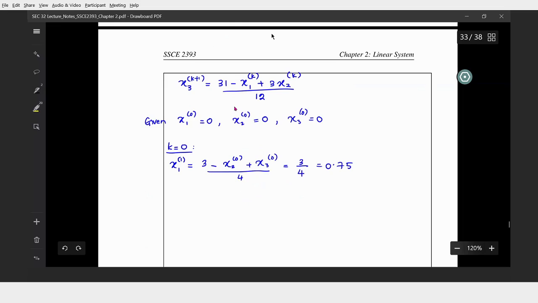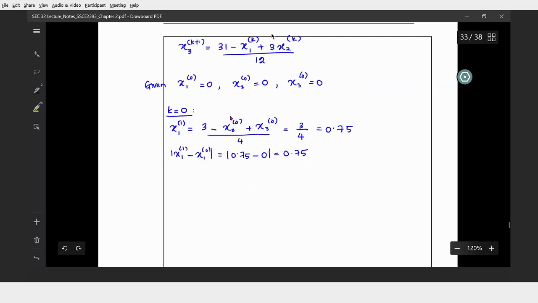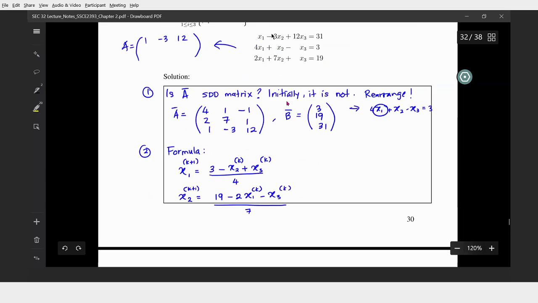Now you can compute the error. Error of x1: x1 at 1 minus x1 at 0. This is manual calculation. So 0.75 minus the previous x1 value, which is 0, so the absolute error is 0.75. It is greater than the given epsilon. The stopping condition is this one.